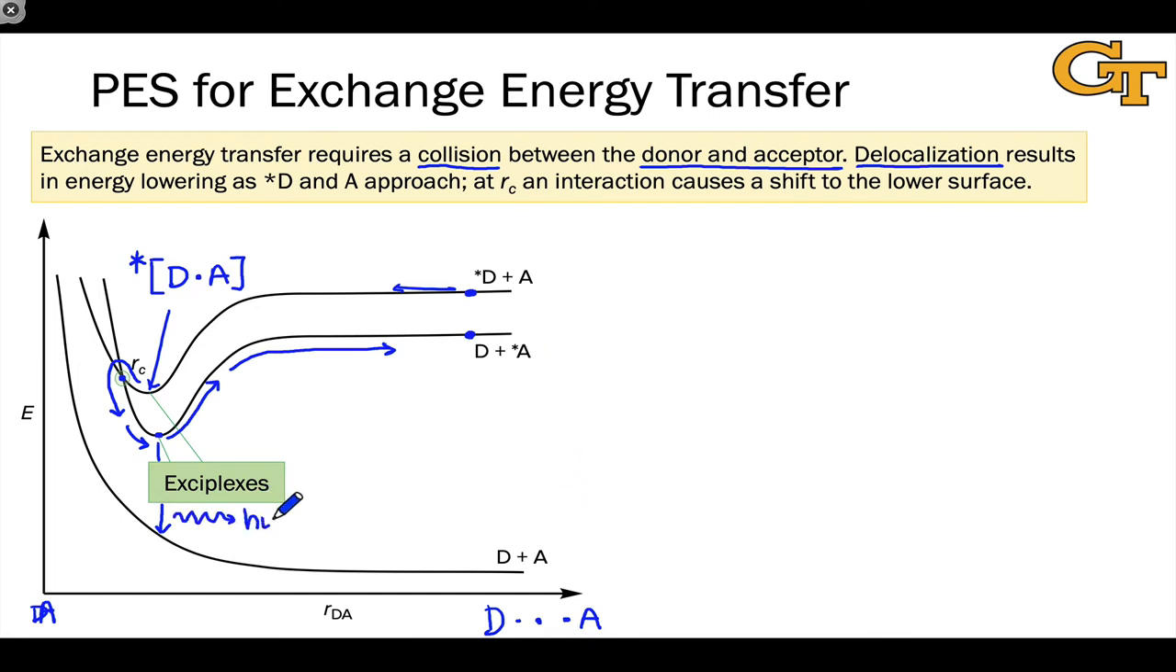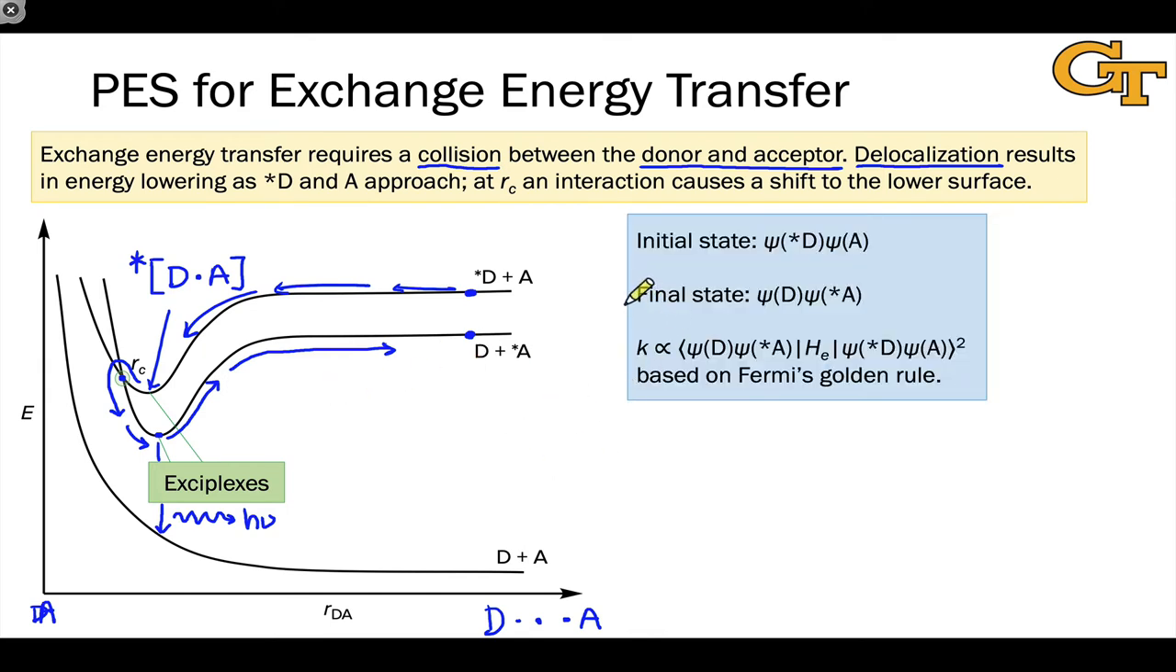If we can achieve that without this emission process or radiationless decay back down to the D plus A ground state surface happening, we've done Dexter energy transfer. And again, the overall trajectory starts up here on the D star A process, moves down into a D star A exciplex, crosses over into a D A star exciplex, and then there's a dissociation process that releases A star from that exciplex, giving us free A star.